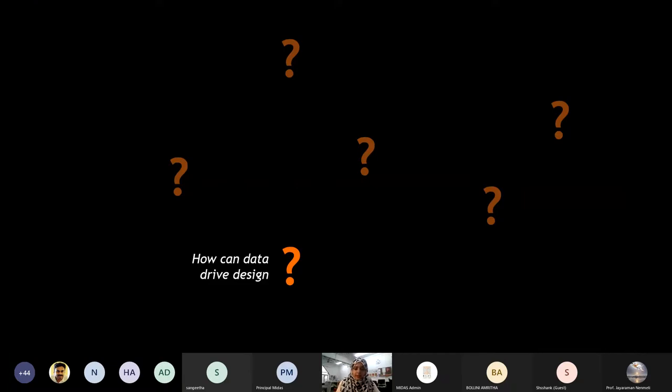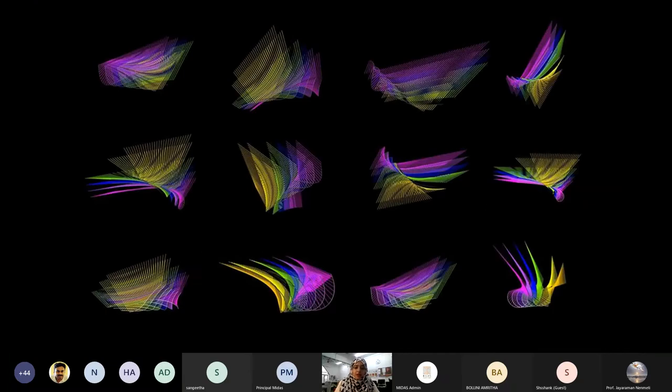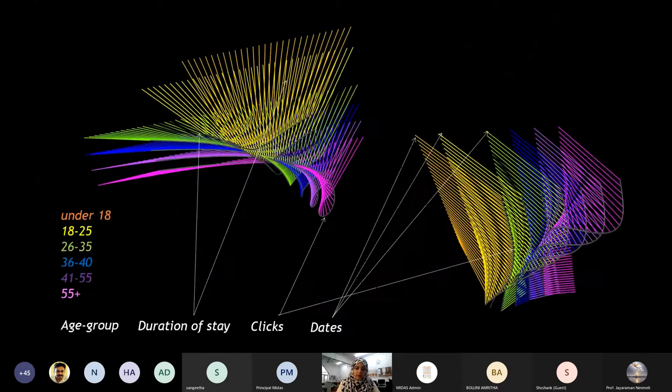How can data drive design? I'm just going to show you a couple of different projects which were data-driven design. So this is a project where we were required to design a temporary installation for the World Government Summit by the Museum of the Future in Dubai, and this was happening in 2019. So these are some of the explorations that came out of it, the same design that gives you different explorations from different angles.